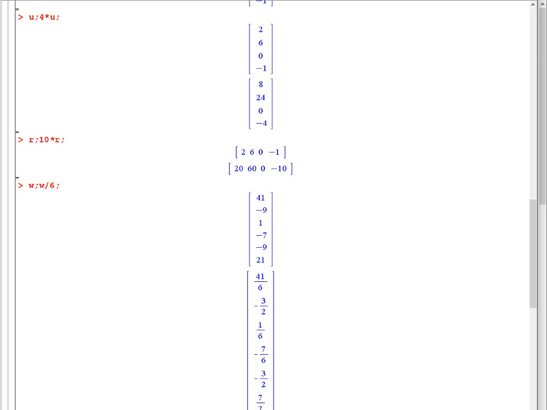Then you can have combinations like this where this would be 2U minus 5V. And just note that you could write this algebraically. This would be 2U minus 5V.